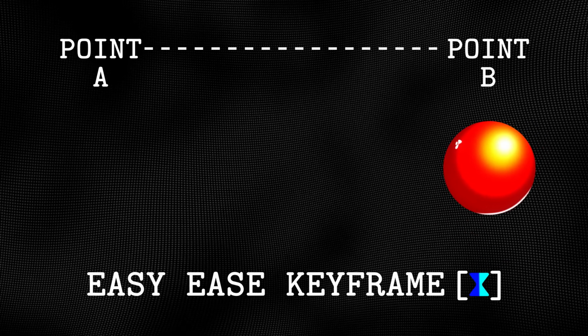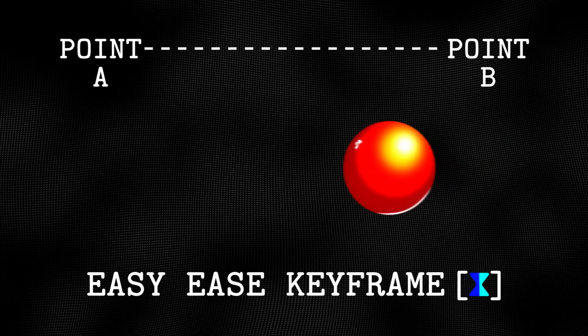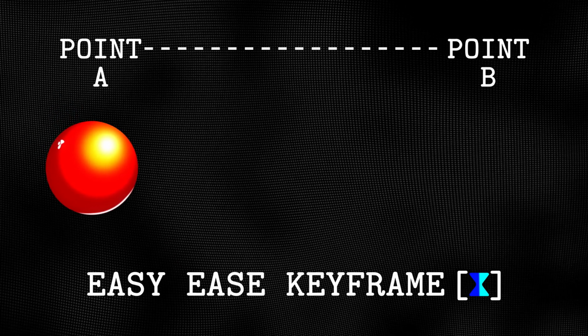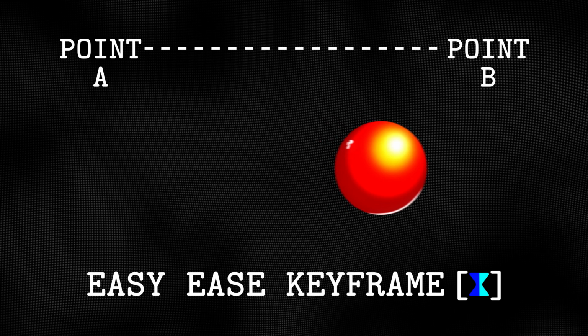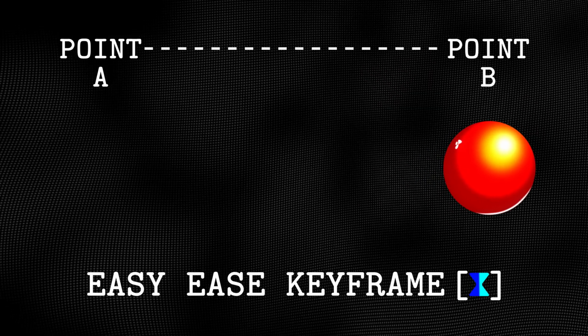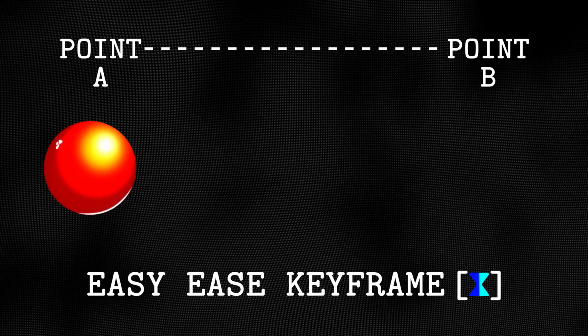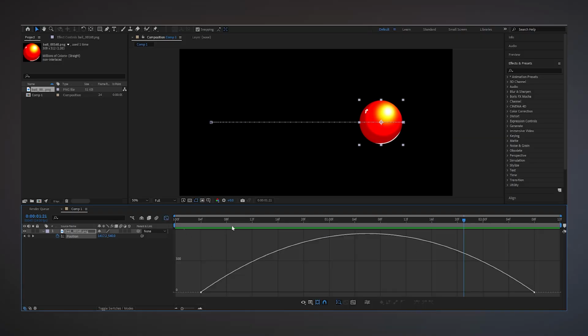Okay, so let's discuss some characteristics or behavior of this keyframe. Here we can see the ball is still going from point A to point B and coming back, but it starts slow and it ends slower. No, actually they start and end slow. As we can see in the graph editor, we can see a nice curve. That's your Easy Ease keyframe.